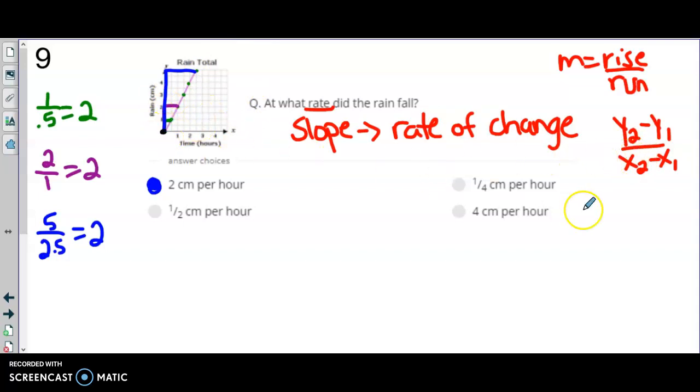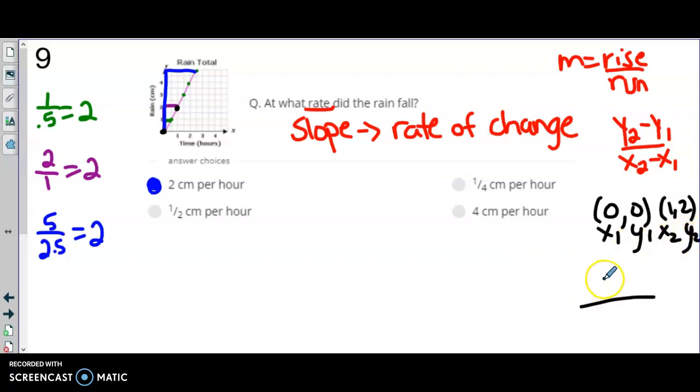Let me show you. I'm going to pick 0, 0. And then my next point, I'm going to use this one because it's whole numbers. I don't want to use decimals. So this is 1, 2. And then we label them. Each ordered pair is x and y. The first ordered pair gets 1s and the second ordered pair gets 2s. And then we plug them into our formula.